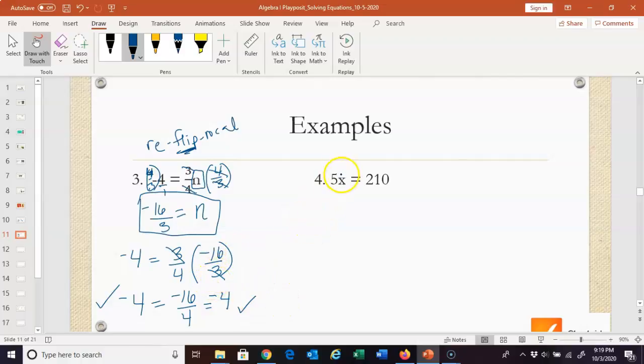Let's try number 4. Here's that x. We're going to try to get it all by itself. So this is a 5 times x. Remember, if the number is just right next to the variable, it means multiply. So the inverse of multiplication, or the opposite of multiplication, is division. So we're going to divide both sides by 5.